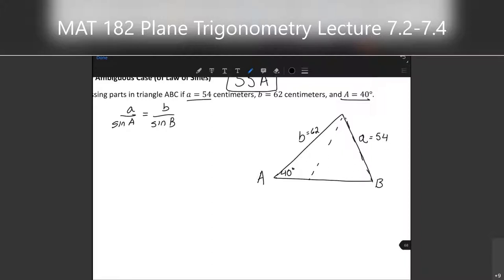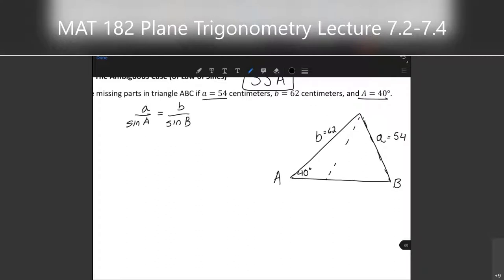So let's fill in the details here, and then we'll walk through the process of solving the rest. And actually, in this case, it might even be helpful. We'll do it on the next one, but this is fine. We'll have 54 over sine of A, which is sine of 40 degrees. And then we'll have side length B, which is 62, over sine of B. Okay, so this is looking good so far. So what would be one way I could go from here to solve for the angle B?